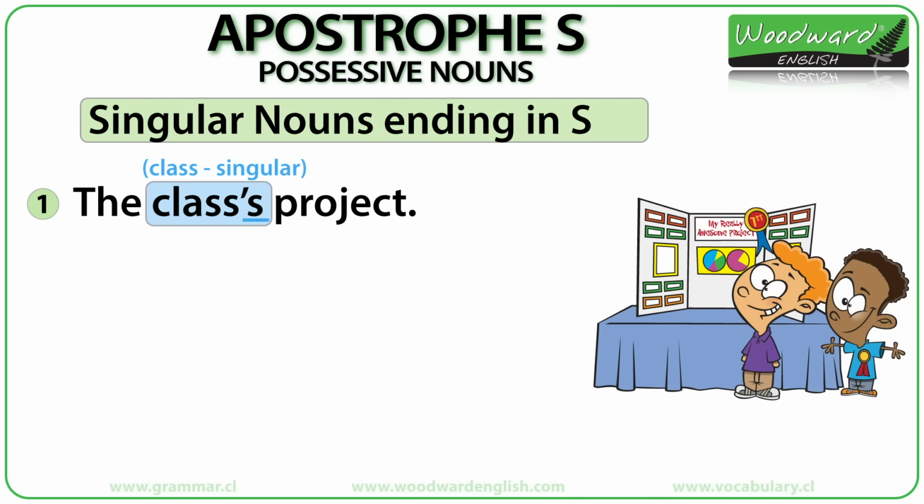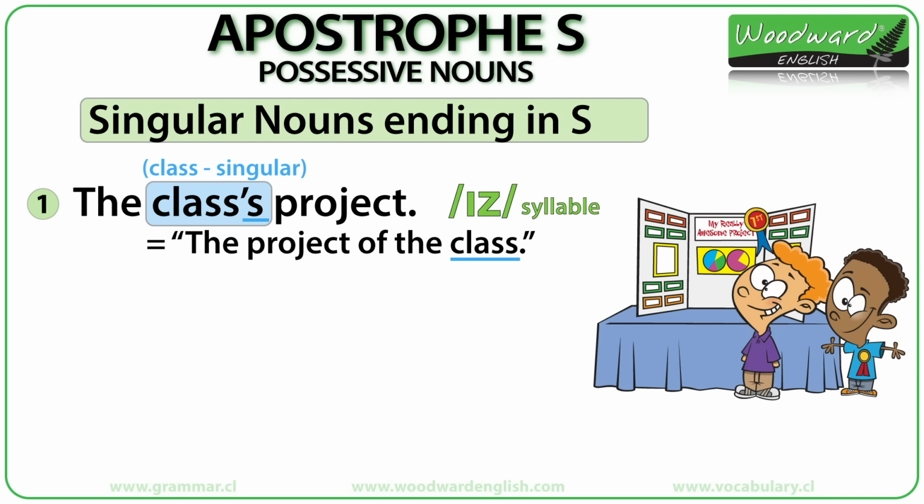For example, the class's project. This means the project of the class. The entire class had one project to do together. Class is a singular noun. Did you hear how I added a final extra syllable to the end? Class's. The class's project. This extra syllable is added to singular nouns ending in S when we have added the apostrophe S.